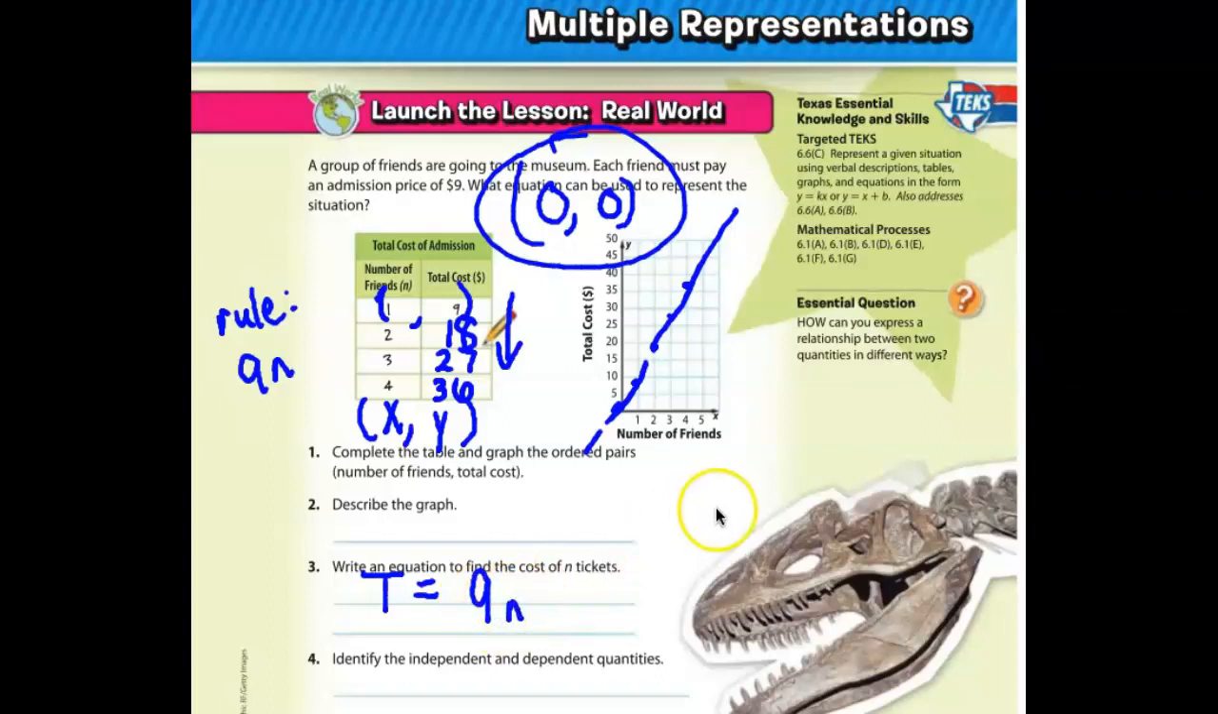So if I had 10 friends, that would be 9 times 10, and it's going to cost me $90 to buy tickets for 10 friends. And again, if I have 0 friends, then it's going to be 0 times 9, and that would be 0.